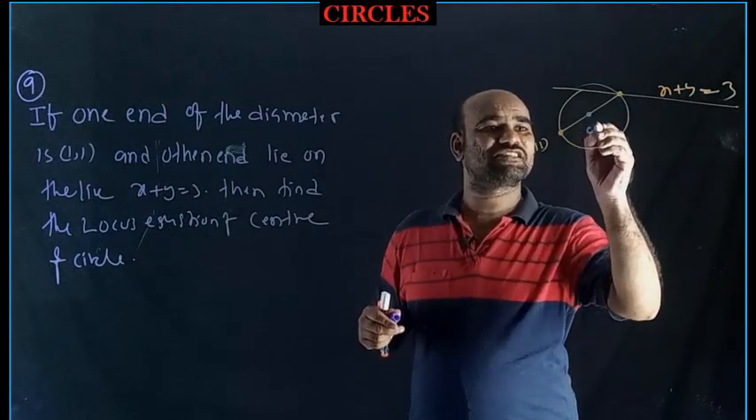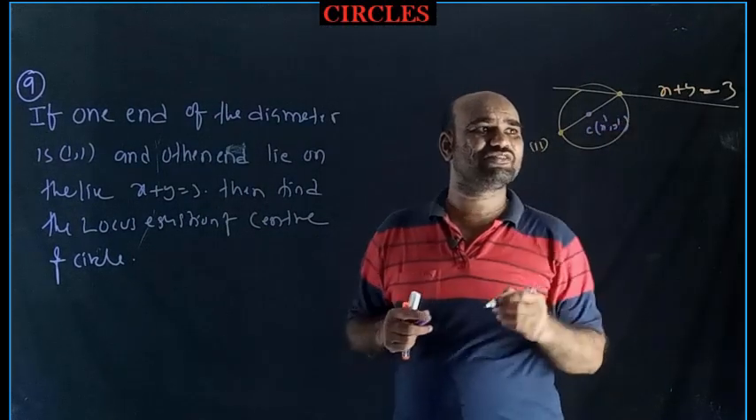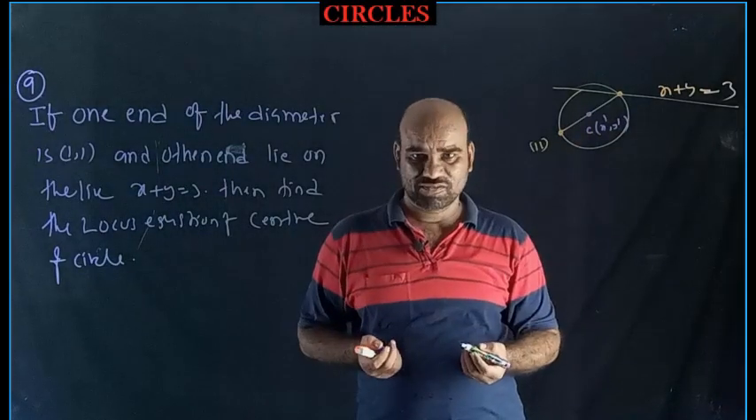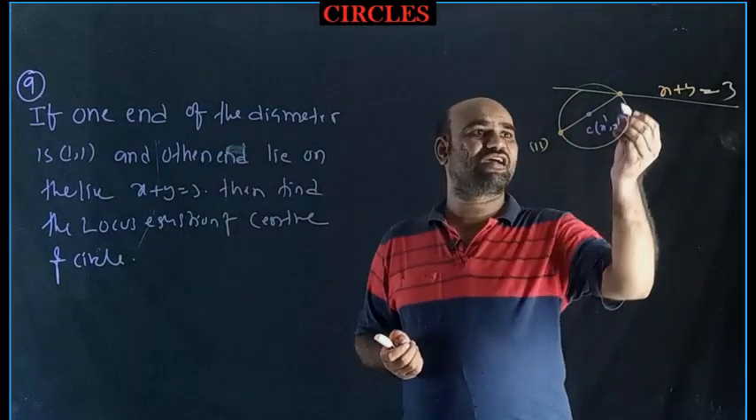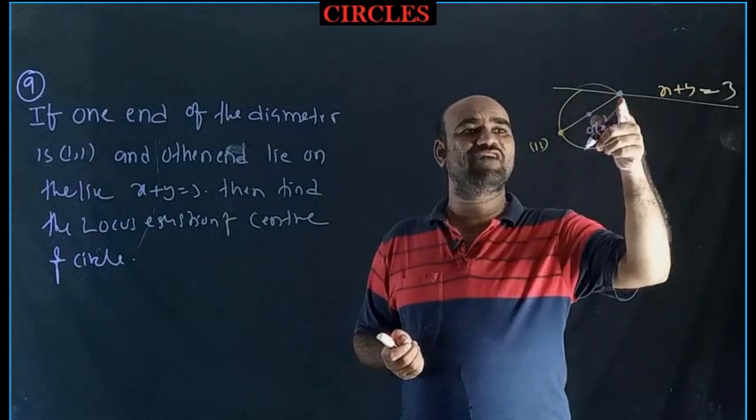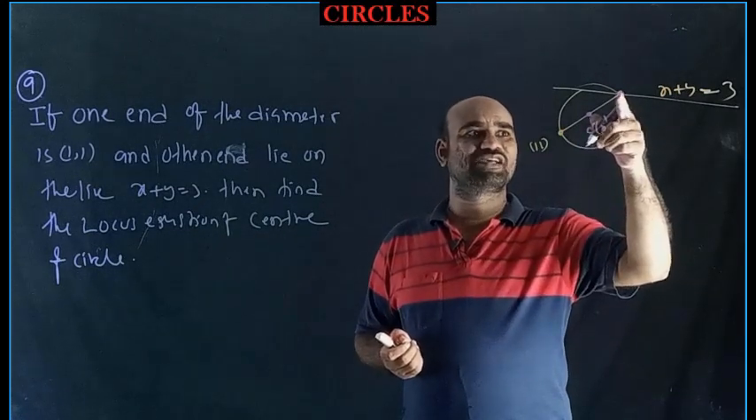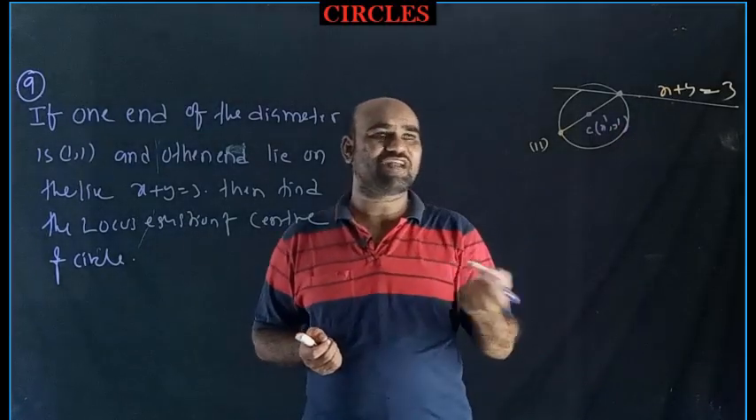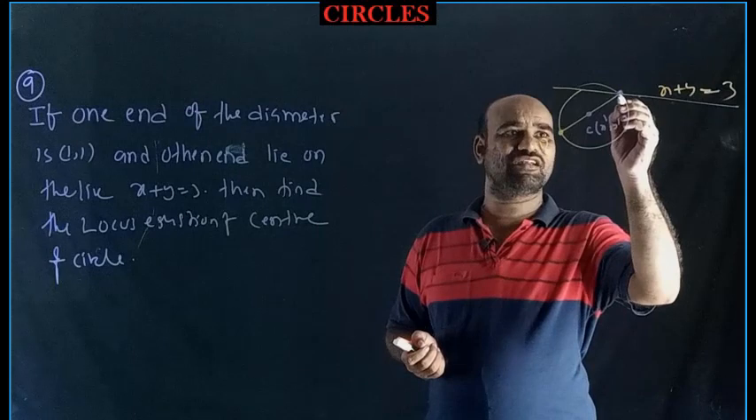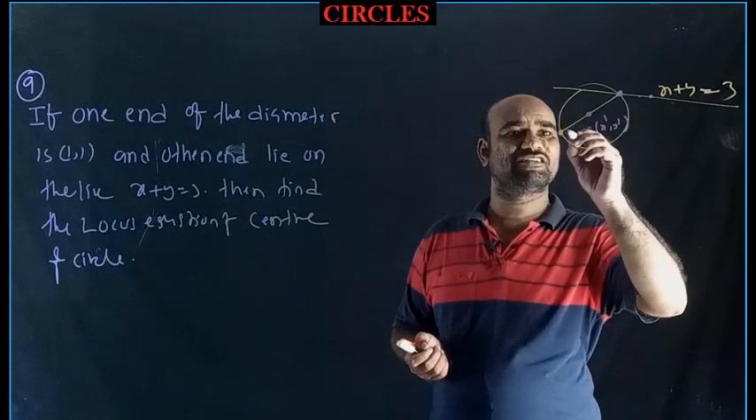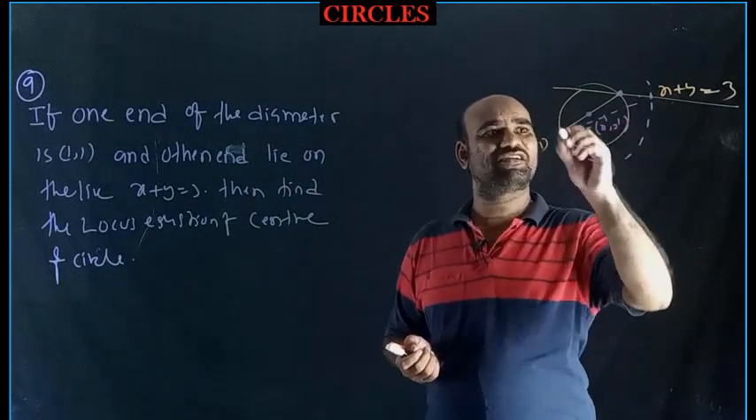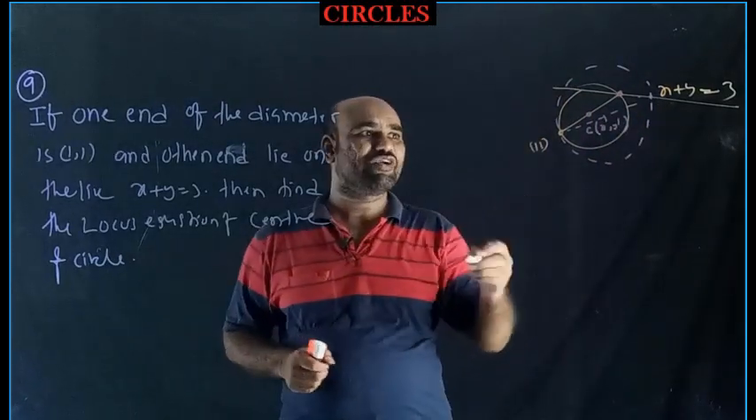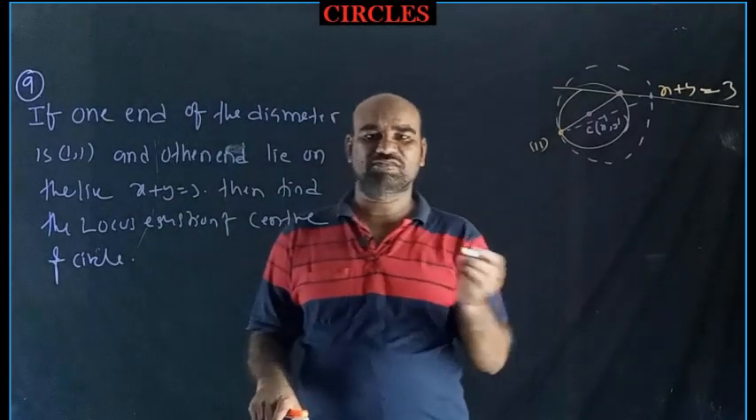So let this be taken as (x dash, y dash), meaning we want to create the relationship between x dash and y dash satisfying the given condition. Understood? Okay, here this end of the diameter is varying. Sometimes here, sometimes here, sometimes here. It is varying, so that's why the center of the circle will vary. For example, here is another end. So this becomes the circle. So the center will vary now. We want to find the locus equation of the center of that circle.